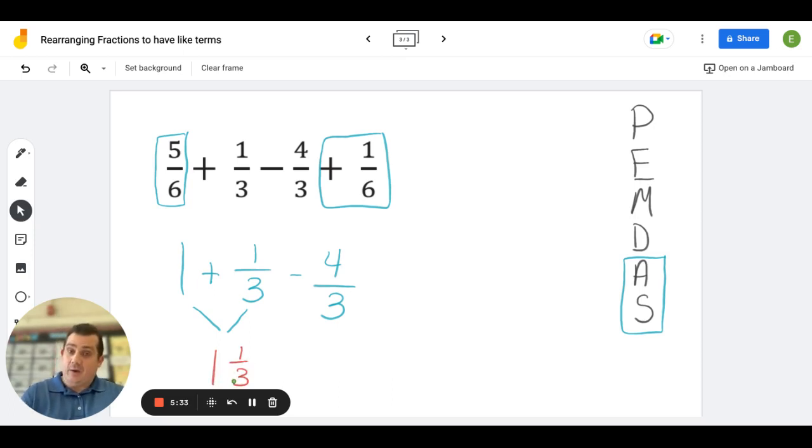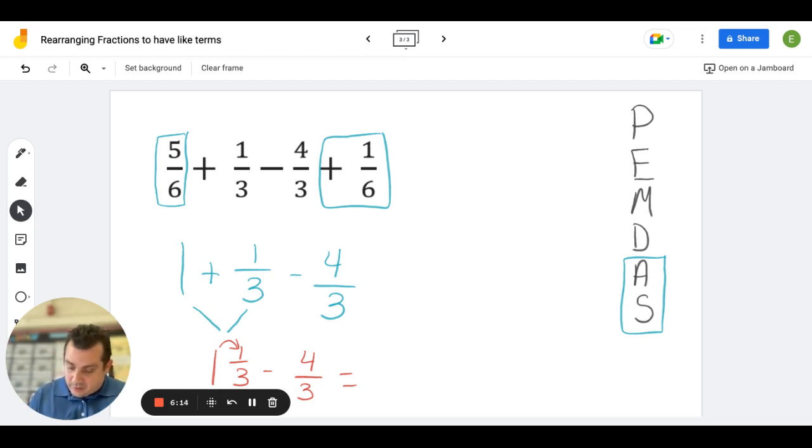Now what's left? What's left is I'm going to subtract 4/3. So how can I do 1 and 1/3 minus 4/3? Well, for me, the easiest way, and I know a lot of students are seeing it, is I'm going to convert 1 and 1/3 into an improper fraction. By that, I'm going to do 3 times 1 is 3, plus 1 is 4. So that is going to give me 4/3.